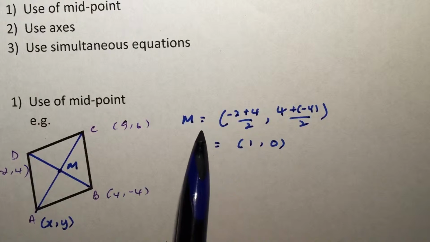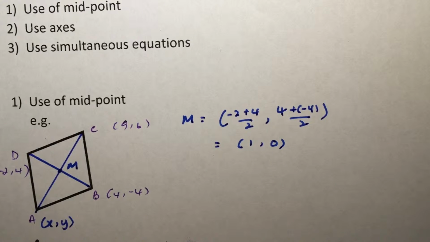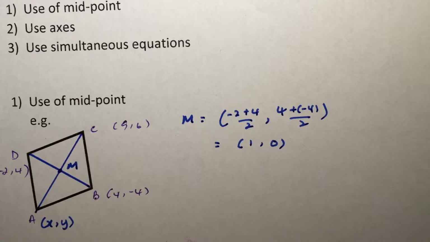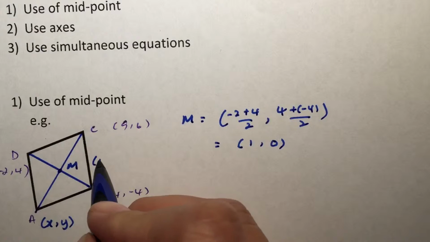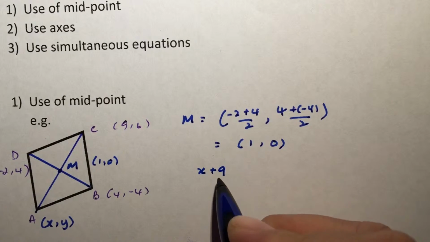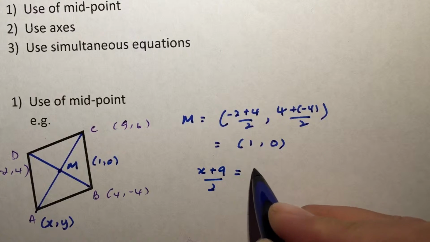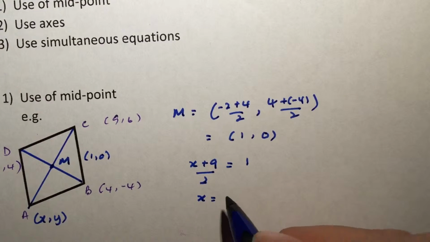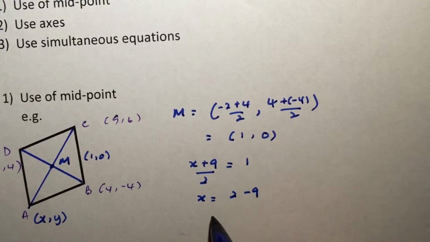Now since we know that M is the midpoint, if we take x, add to 9, and we divide by 2, it should give us the same coordinates, which is 1, 0. So we can take x plus 9. When I divide by 2, I must end up with 1. So what I can have is that x is equals to 2 minus 9, which will give me negative 7.